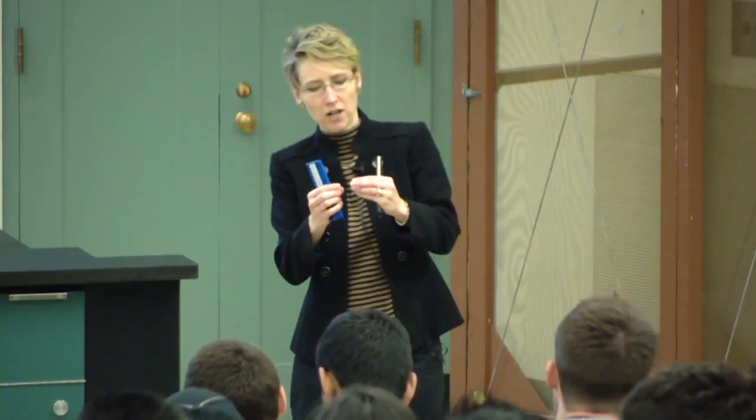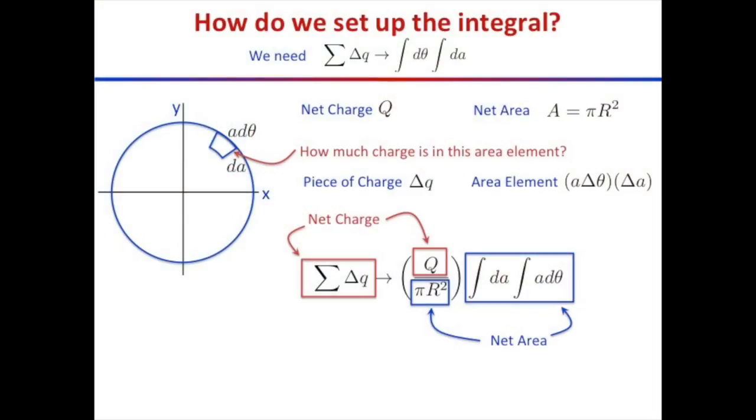And anywhere I look inside the disk, if I take a little chunk of the disk, it's going to have a particular charge on it, and it's going to have a particular area on it. But charge divided by area on that little bit has to equal the big charge divided by big area, right? Big charge divided by big area is little charge divided by little area anywhere I look. Does that make sense? The charge per unit area is the charge per unit area, whether I'm looking at the whole disk or little pieces of the disk.